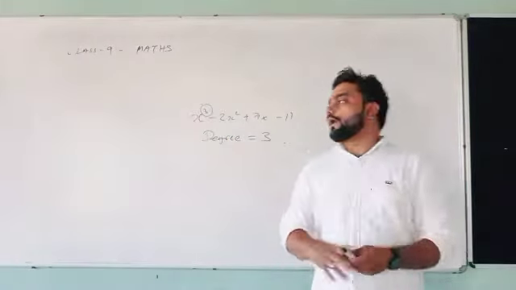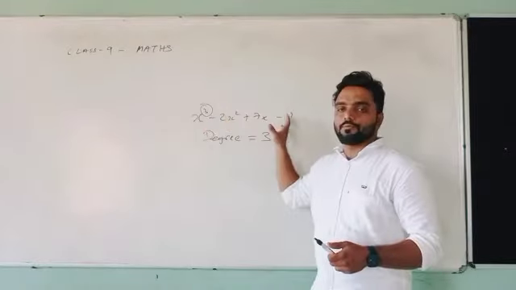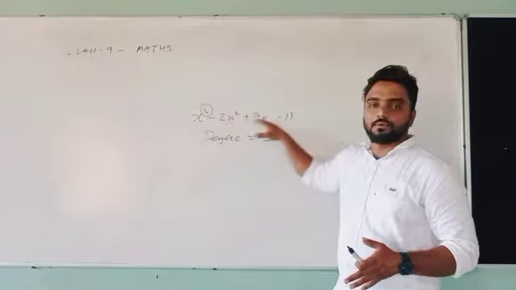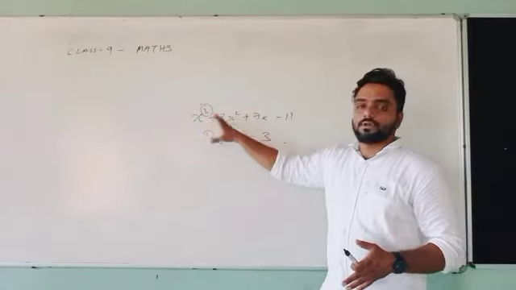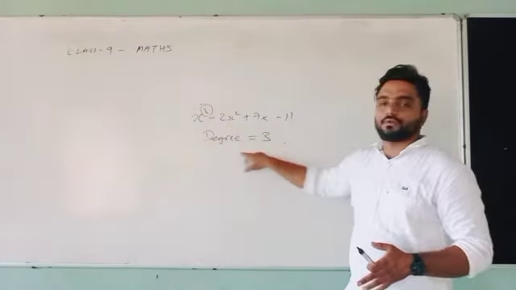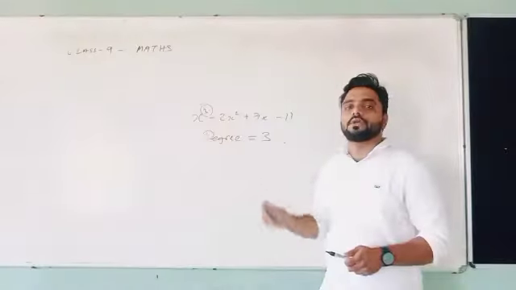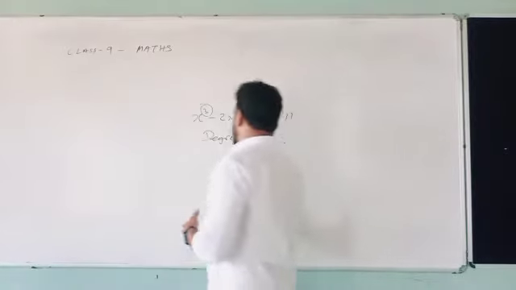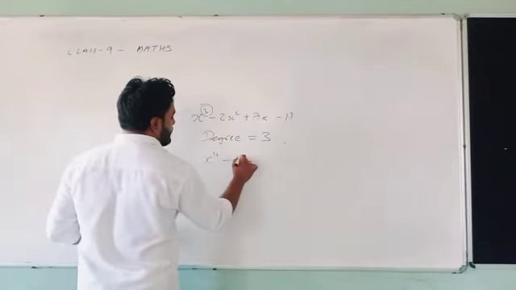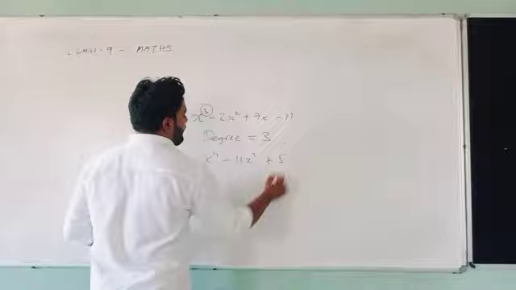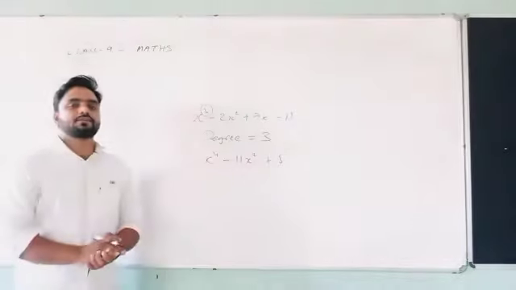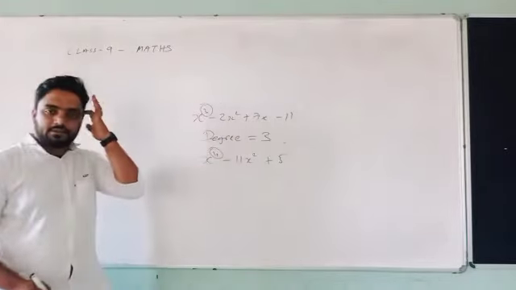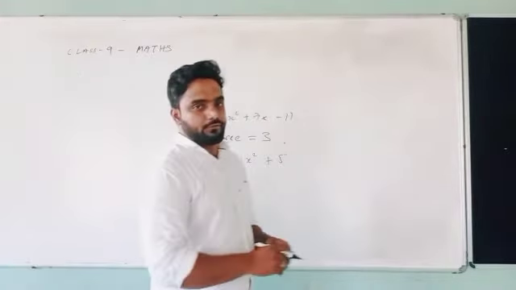For any polynomial that is given to you, if you are asked what the degree of the polynomial is, you have to look at which variable it is, here x, and what its maximum power is. Suppose it is 3, so you have to write that the degree is 3, understand or not. Suppose I am taking another example, x raised to 4 minus 11x square plus 5. What is the degree of this polynomial? The maximum power of x is 4. So 4 is considered the degree of the polynomial, understand or not.